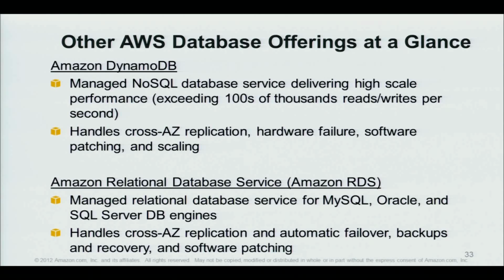And we also have a managed relational database service that supports MySQL, Oracle, and SQL Server. That's Amazon RDS. Once again, they take care of the cross-AZ replication, failover, backup, software patching, and recovery. So you can choose between running your own database on EBS and EC2 or using Amazon RDS. So we give you the full spectrum ranging from manageability to performance, and depending on your needs, you have your choices available to you.